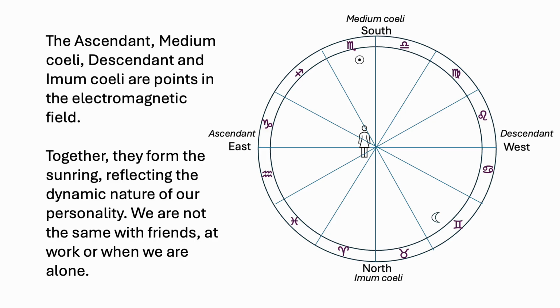Together, these points in the electromagnetic field explain our dynamic personality. As you may have noticed, we are not the same person with friends and family as we are at work or when we are alone. We call these points the Sunring. We have a video about the Sunring that we recommend you to watch.